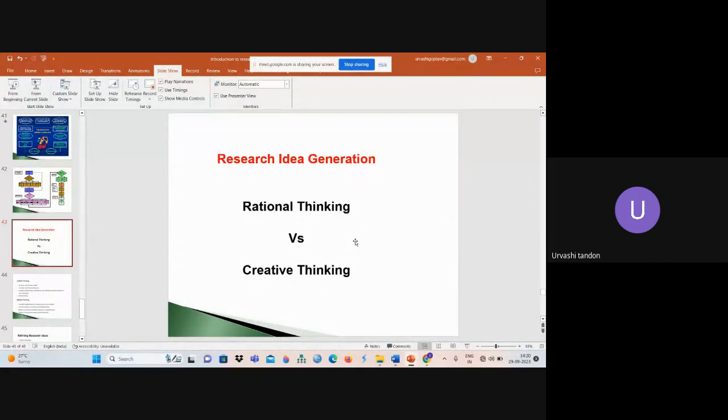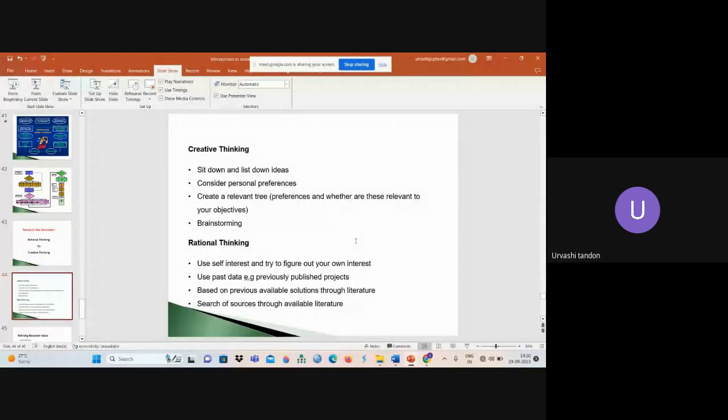The two important things that come to my mind are rational thinking and creative thinking. Rational thinking is when you use your interest and try to figure out your own interest. You use the data which is available and previously published projects in your area, and based on those previously available solutions, you try to find out on what topic you should start researching.